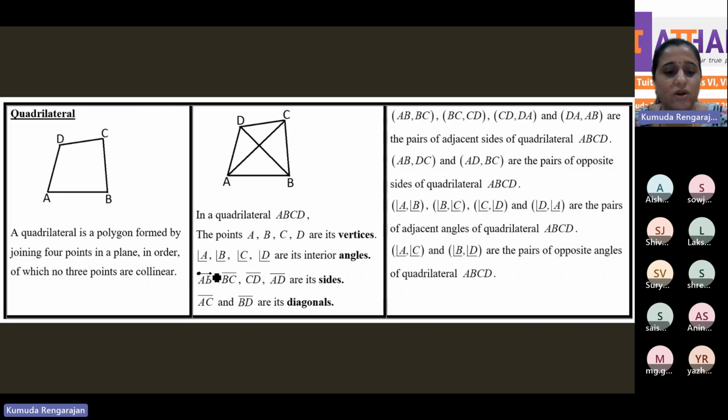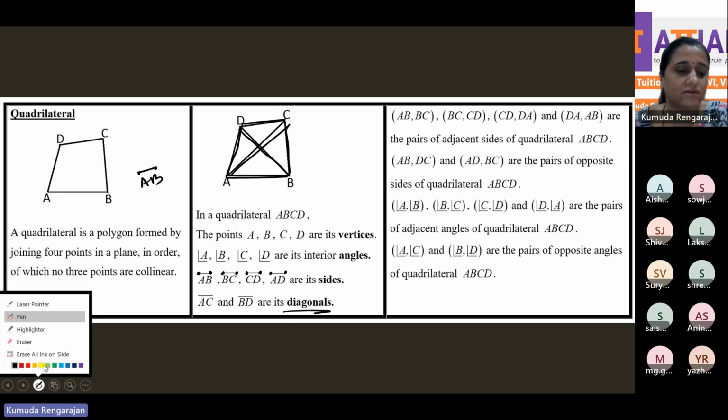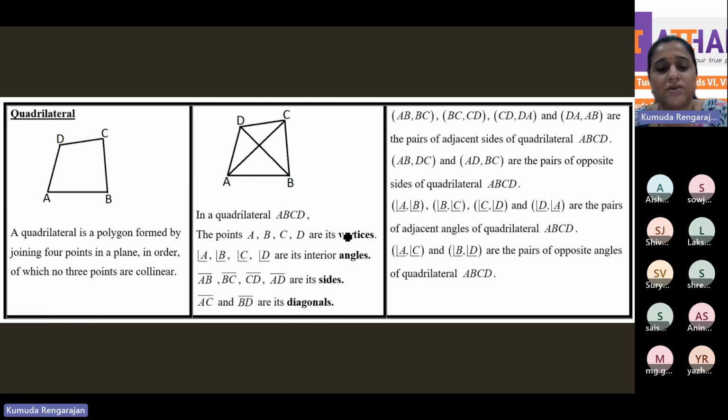This is the symbol for line segment. Line segment AB, line segment BC, line segment CD, and line segment AD or DA are its sides, and AC and BD are its diagonals. So a quadrilateral has 4 vertices, 4 interior angles, 4 sides, and 2 diagonals.